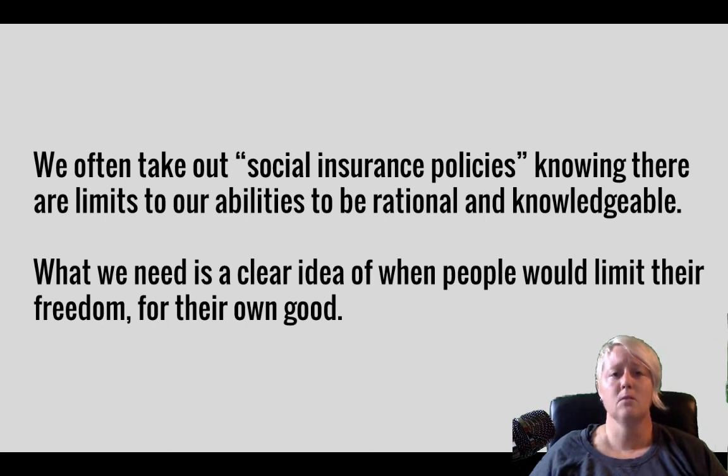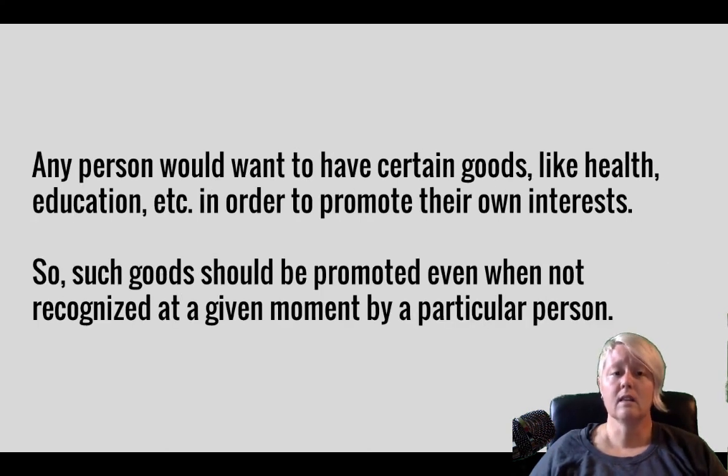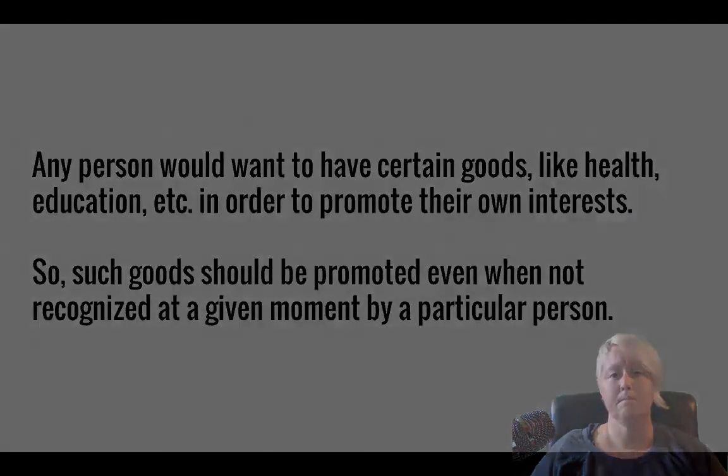We know that there are limits to our abilities to be rational and knowledgeable about our own choices. So for Dworkin, what we need to do is to develop a clear idea of when people would in fact limit their freedom for their own good to enhance their own future autonomy. It's clear, he thinks, that people want to have certain things like health, education, because these things promote our own interests. So these kinds of goods are the kinds of goods that should be promoted even if they're not recognized goods at a given moment by some particular person.